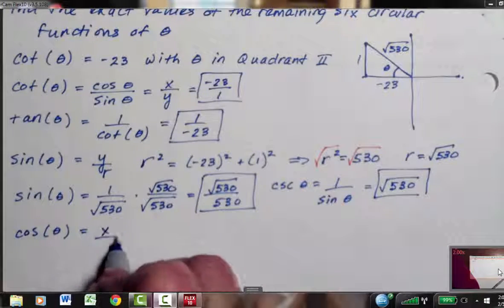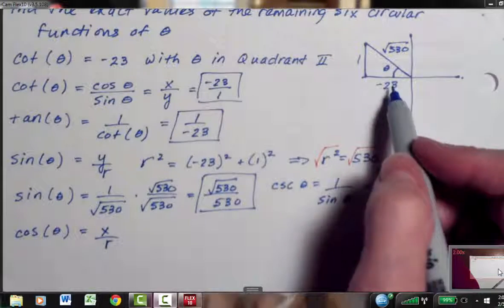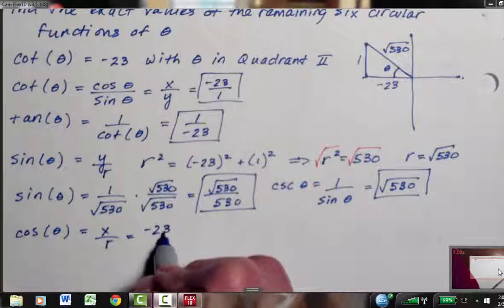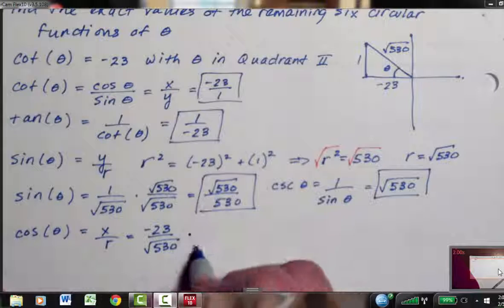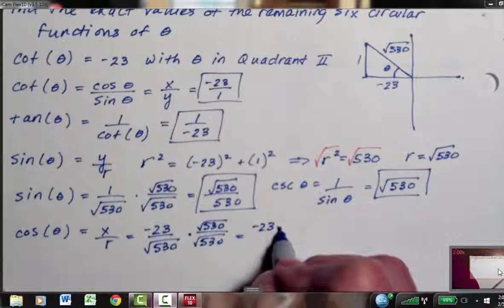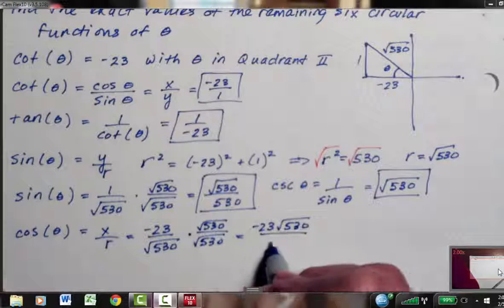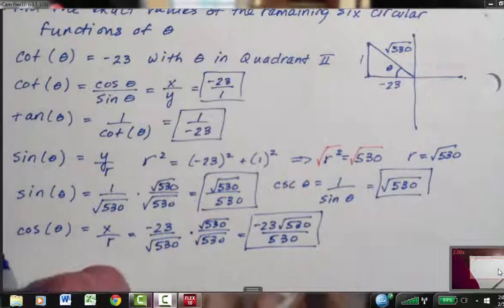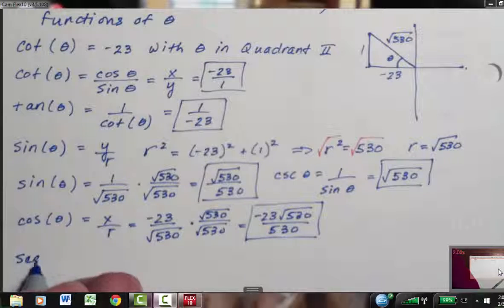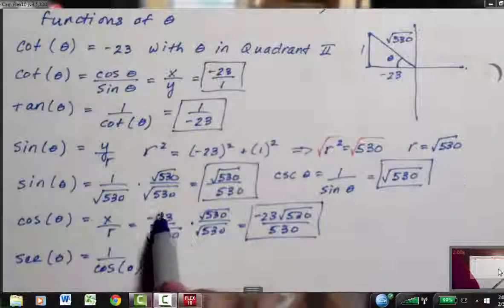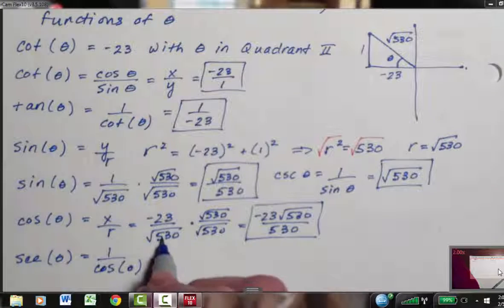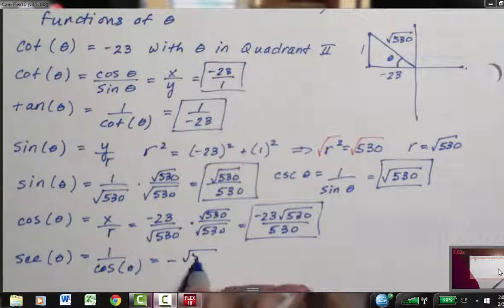And then next we're going to find cosine of theta, which is going to be x over r, which in this problem is going to be negative 23 over the square root of 530, which, rationalizing the denominator, gives me negative 23 square root of 530 over 530. And then we know that if we have found cosine, we can find secant theta, because secant theta is the reciprocal identity of cosine of theta. And notice up here, before I rationalize the denominator, it's always good to find the reciprocal, and the reciprocal here is going to be negative the square root of 530 over 23.